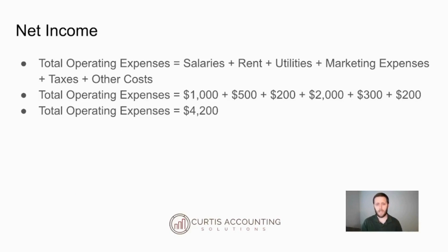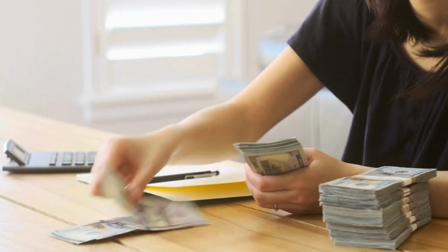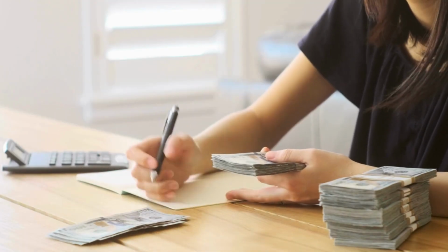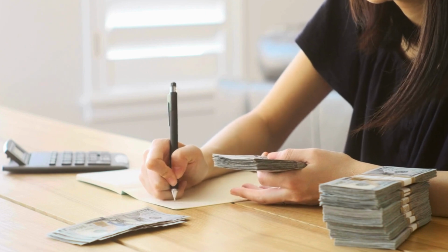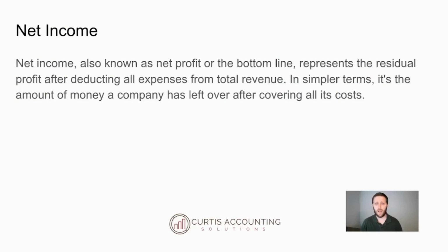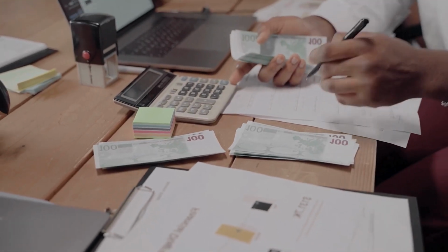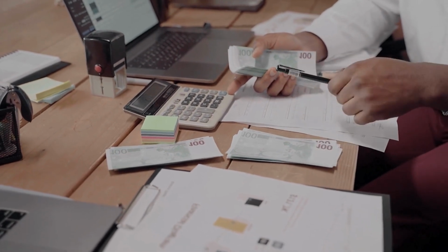Now let's calculate the net income. We know that net income is equal to the gross profit minus our total operating expenses. Net income after deducting all the specific operating expenses, for our example, would be $800. This represents the net profit left over after accounting for wages and rents and utilities, marketing expenses, taxes, and everything else. Net income is also known as net profit or the bottom line, and it represents the residual profit after deducting all the expenses from total revenue. In simpler terms, it's the amount of money a company has left over after covering all of its costs.